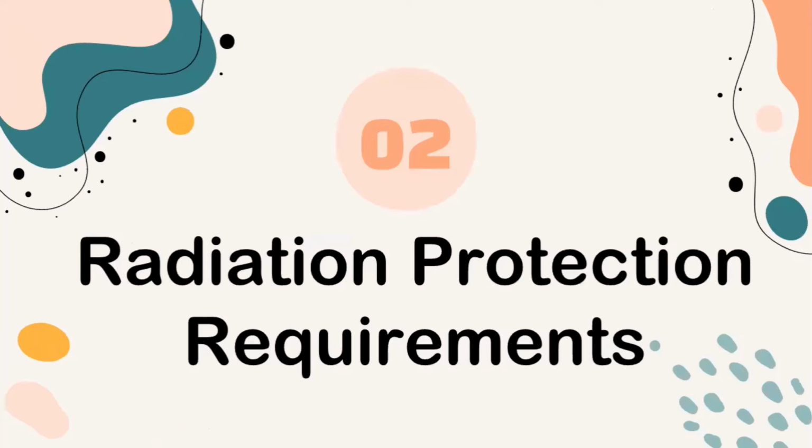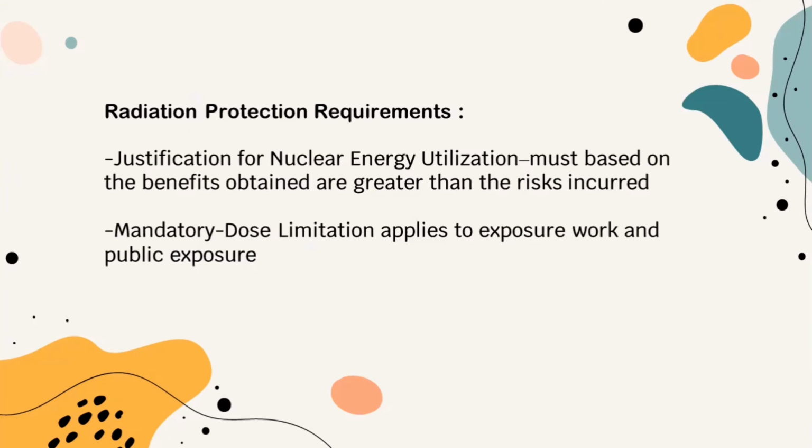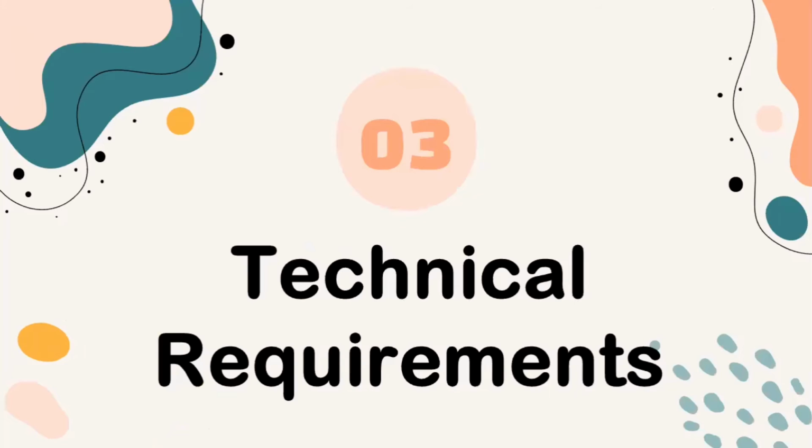Radiation protection requirement. In radiation protection requirement, justification for nuclear energy utilization must be based on the benefit obtained being greater than the risk incurred. Mandatory dose limitation applies to occupational exposure and public exposure.